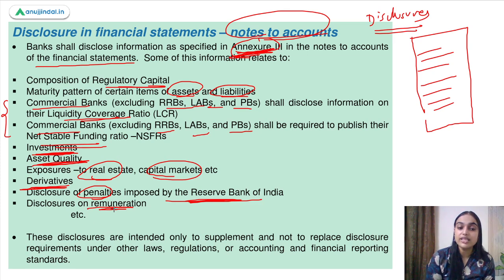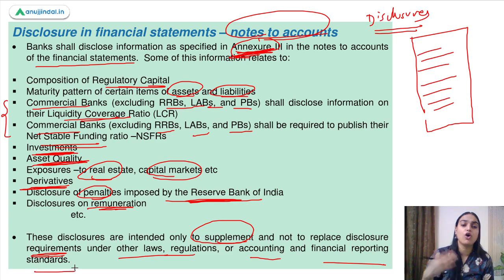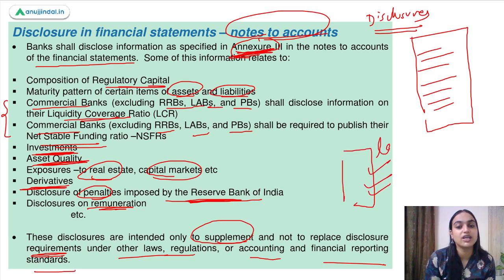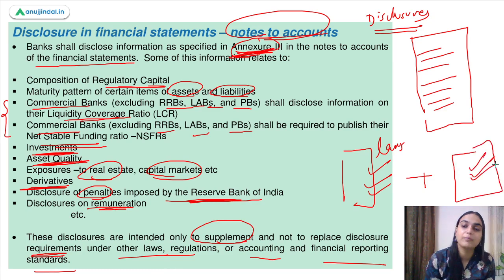Now, these disclosures are only meant to supplement and not replace the disclosures under any other law, regulation, accounting, financial reporting standards. Agar koi aur standards hain, koi aur rules, regulations, laws hain jo kehte hain ki aapko ye cheeze disclose karni hai, to ye uska ek alternative nahi hai. Ye un directions ko replace nahi kar raha, but supplement kar raha hai. Wo disclosures aapko karne hi padenge un laws ke according, un rules, regulations. But uske saath saath agar ye cheeze jo yahan in disclosure set mein mention hai, wo aap disclose nahi kar rahe, to wo bhi aapko karni hogi.